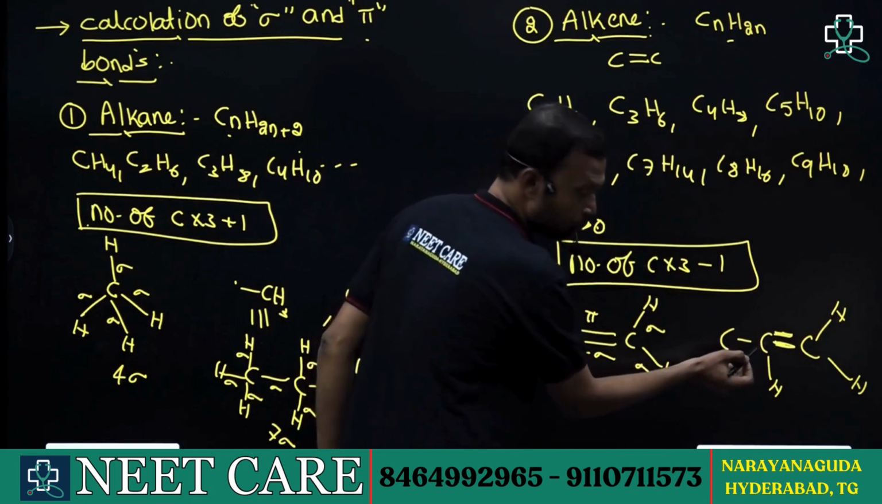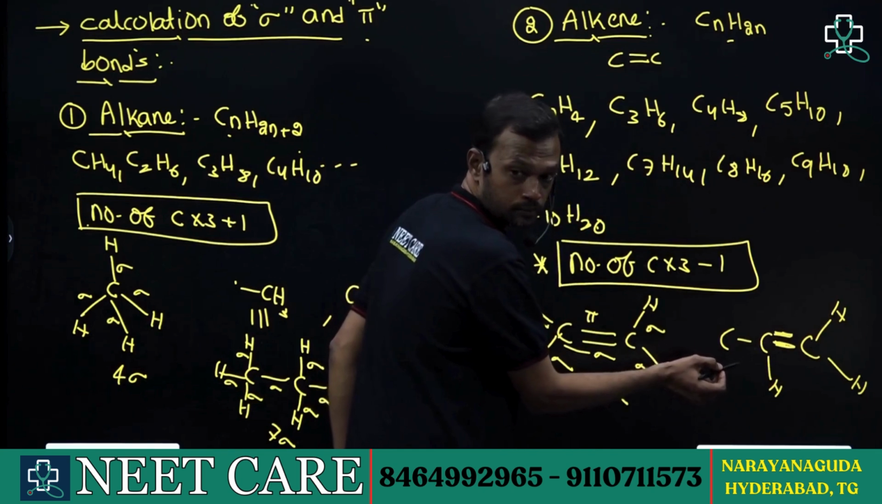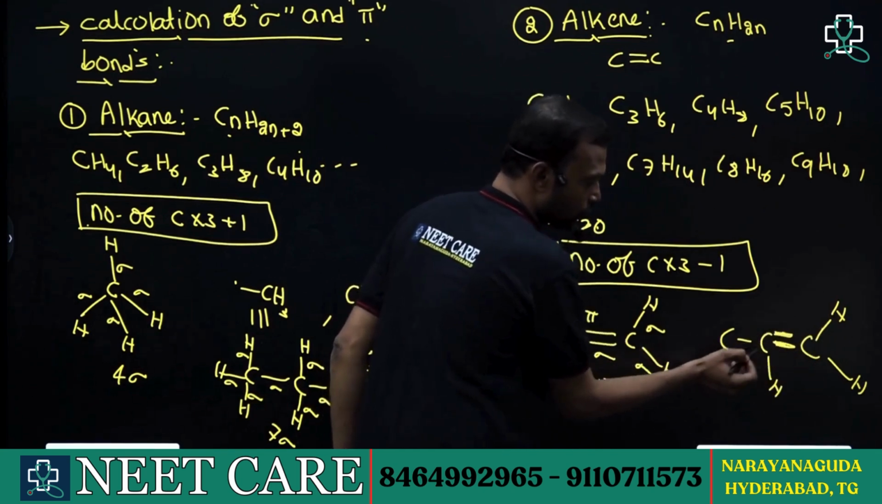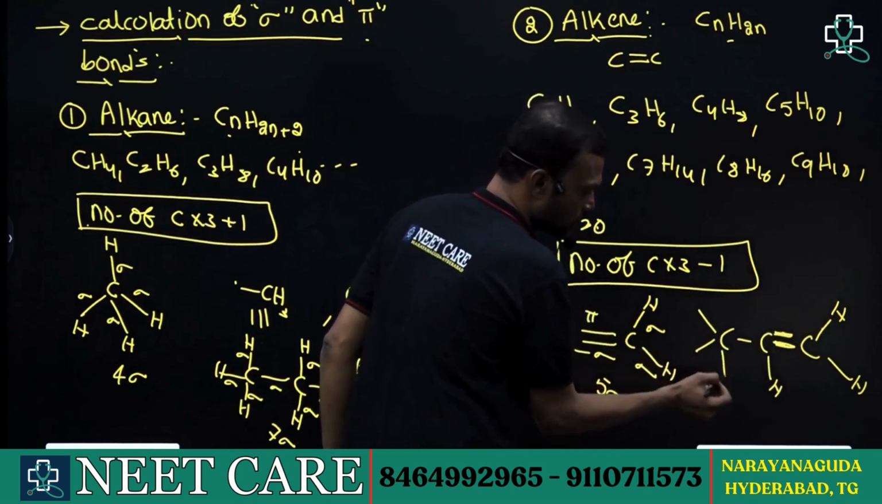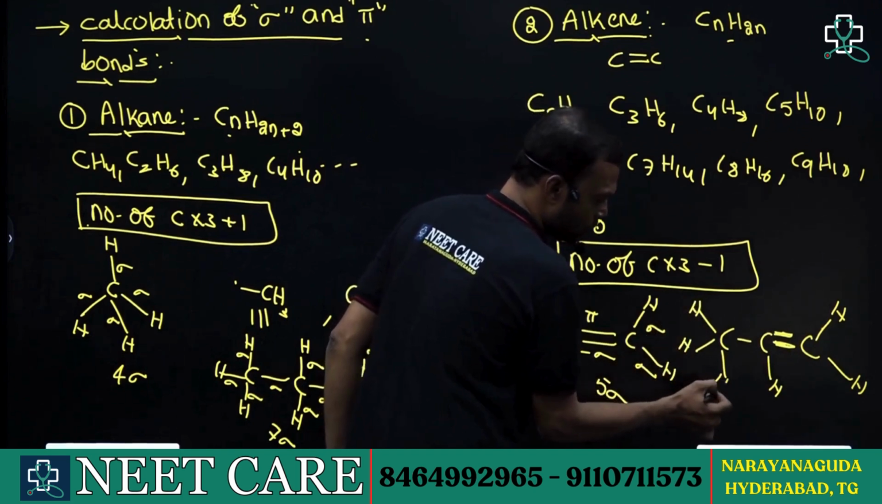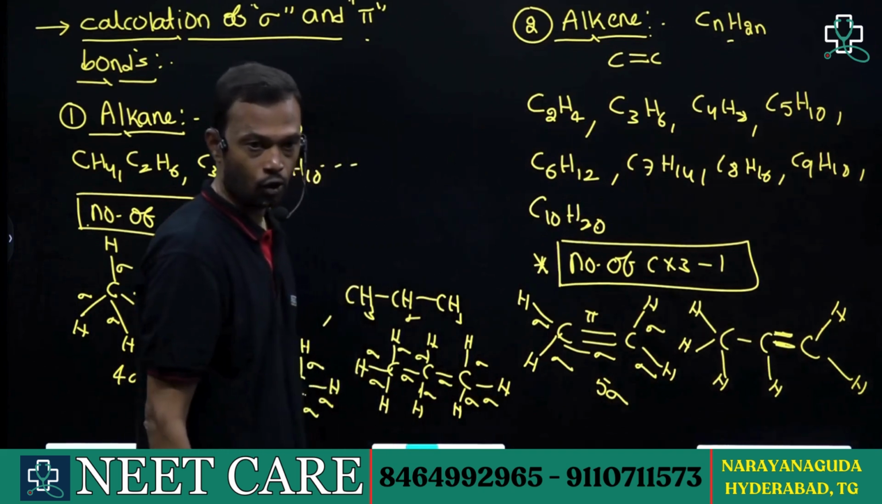Every time carbon carries how many bonds? 4 bonds. Here carbon carries how many bonds? 1, 2, 3, 4. Here also 1, 2, 3, 4. Now here how many bonds are present? I need to introduce 3 hydrogens. Right? Now how many sigmas?